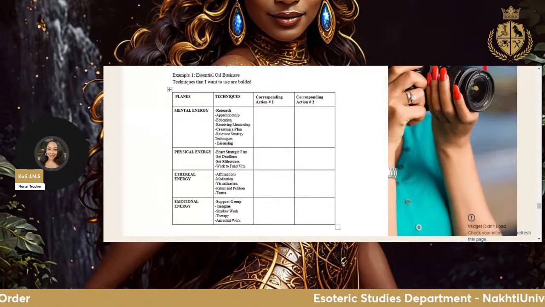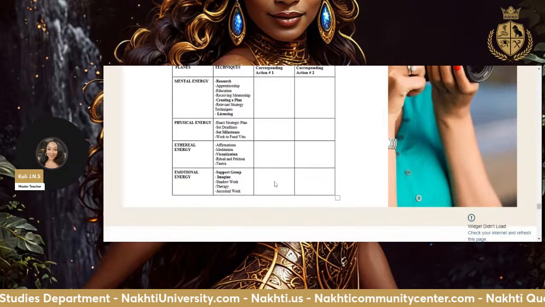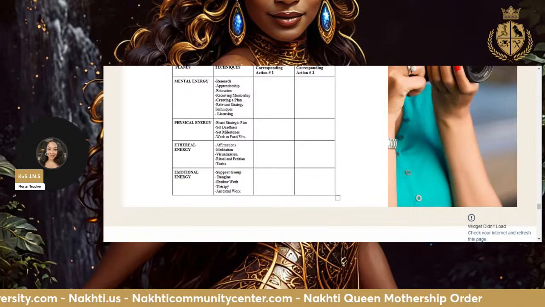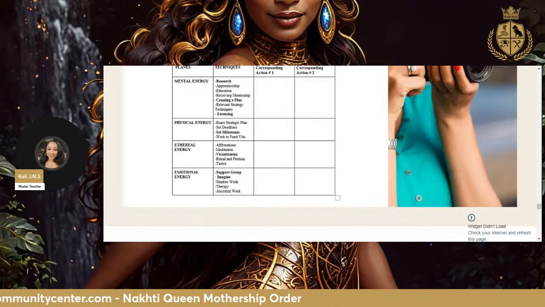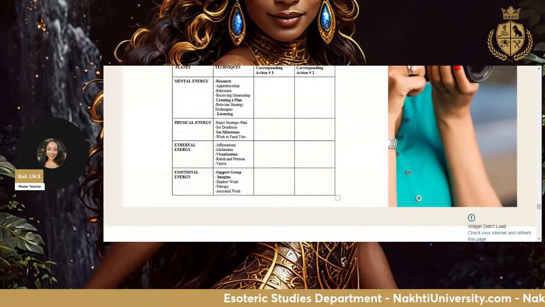Then you have your ethereal energy. That's your affirmations. That may be your meditations. Maybe you do a visualization. Maybe you do a ritual. Maybe you do a petition. Maybe you do tantra. Maybe you do radionics. Maybe you do psychotronics. Maybe you do different things with sex magic. I mean, you could do whatever you want in that category. You know what you're comfortable with. You know what you know. Maybe you just want to do prayer.